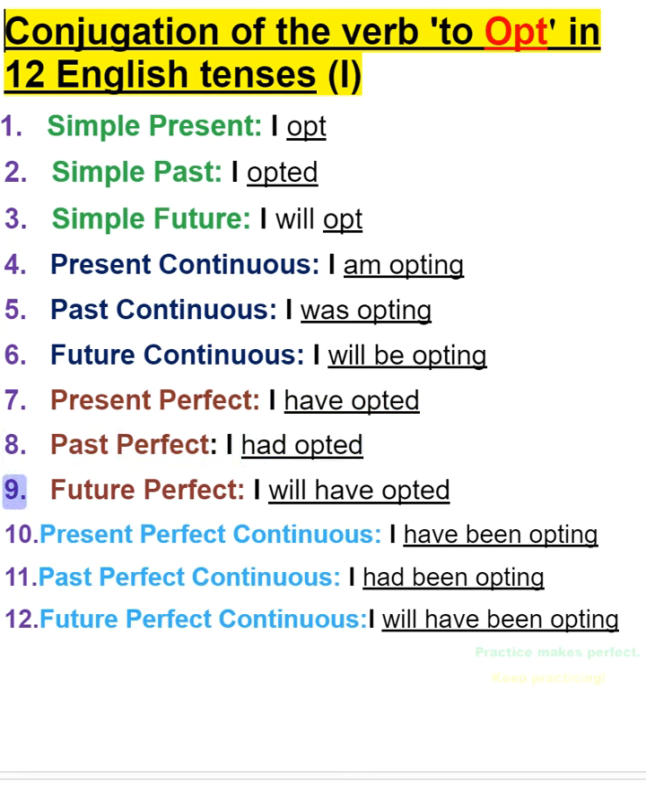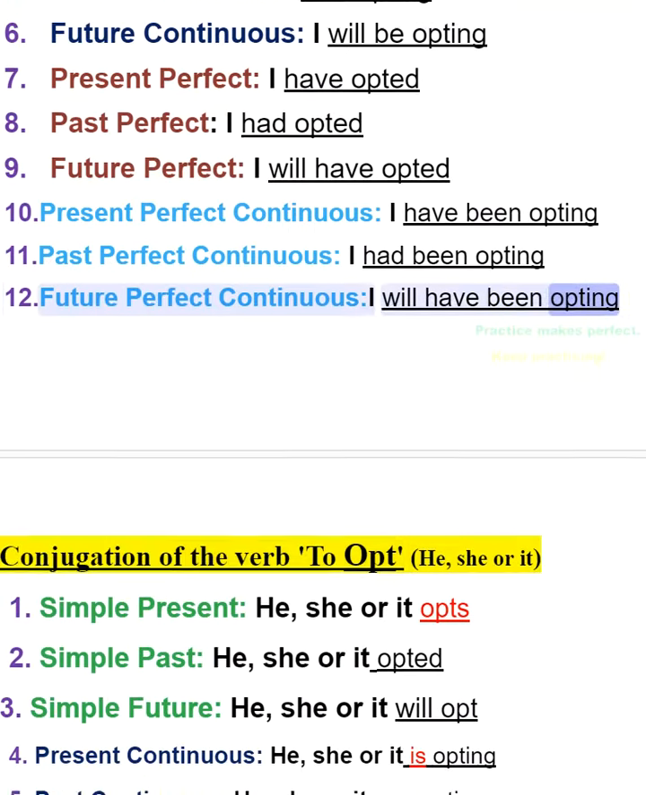9. Future perfect, I will have opted. 10. Present perfect continuous, I have been opting. 11. Past perfect continuous, I had been opting. 12. Future perfect continuous, I will have been opting.